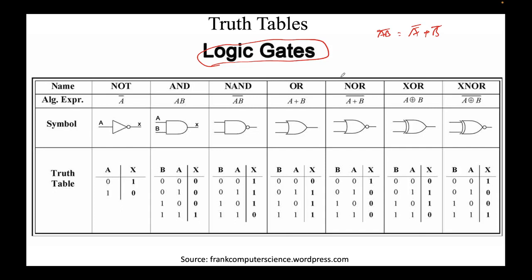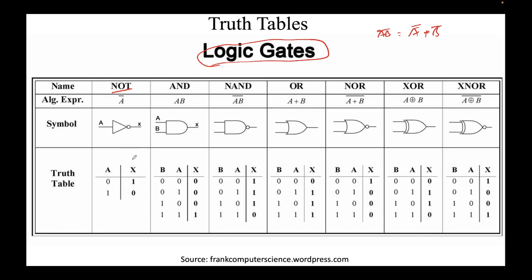So every logic gate performs a function. Let's first see that. What this NOT gate performs is that you give it an input A. If the value of A is 0, the output will be 1. If the value is 1, the output is 0. So what it's doing is inverting it. Whatever the input is, the output is being inverted.